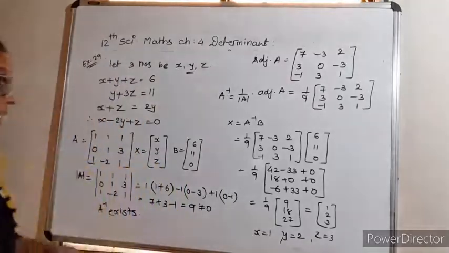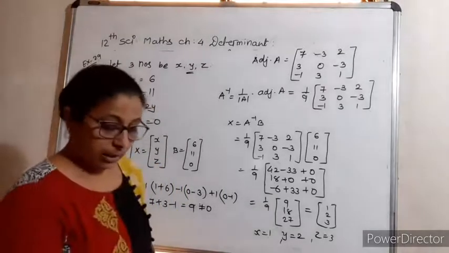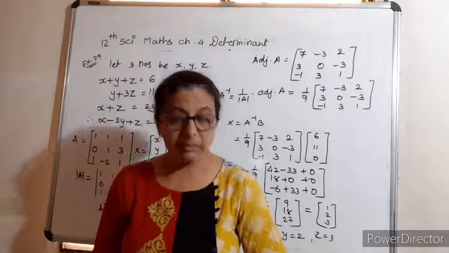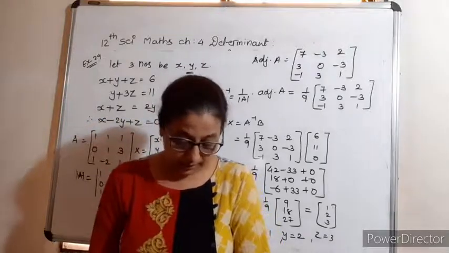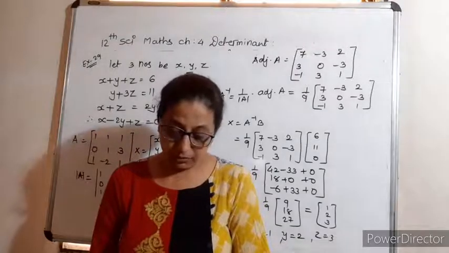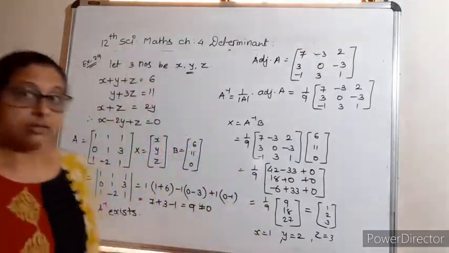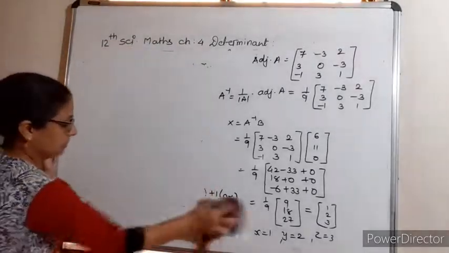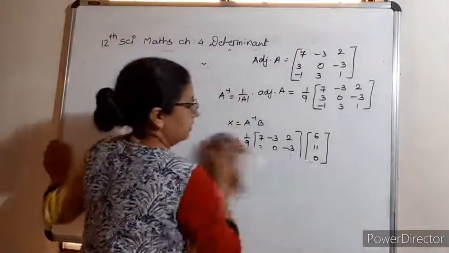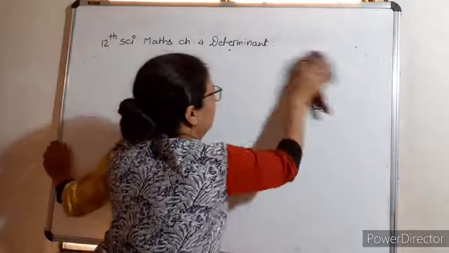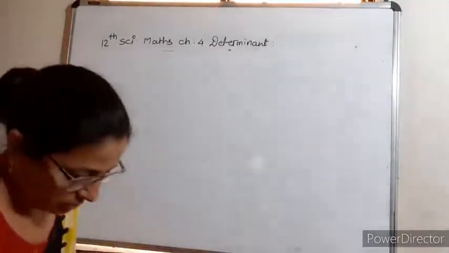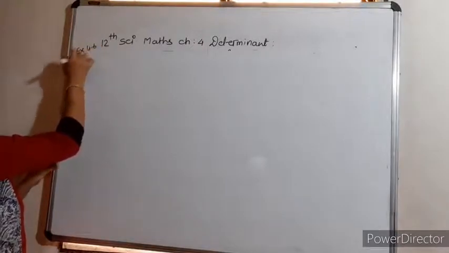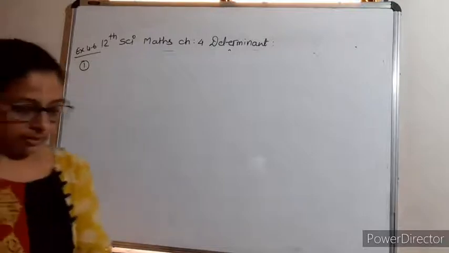So be prepared. Now this is example 29. Now we'll go ahead. In exercise 4.6, we will not do all the sums here because they are very easy. You have to do them on your own. We'll do something here. So let's start the exercise 4.6. Question number 1.